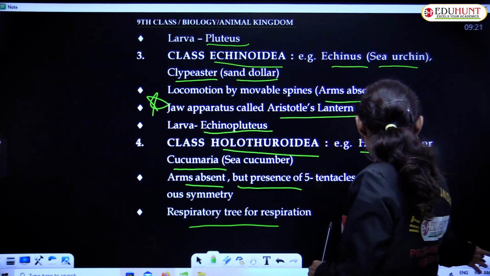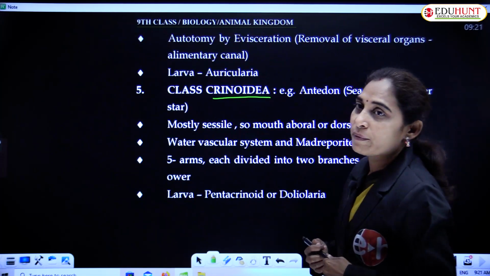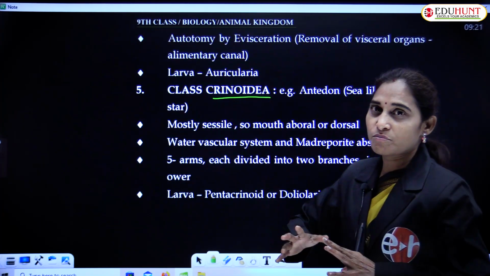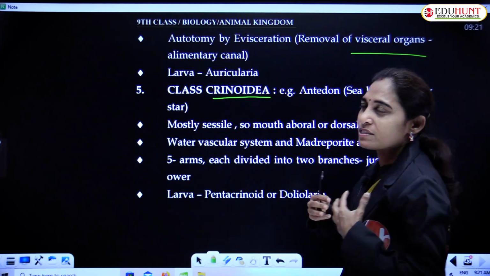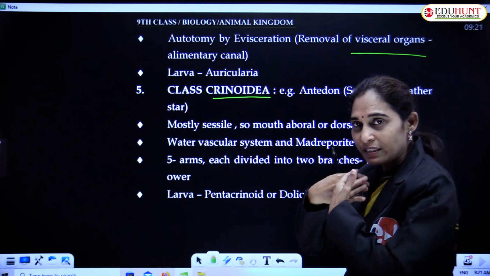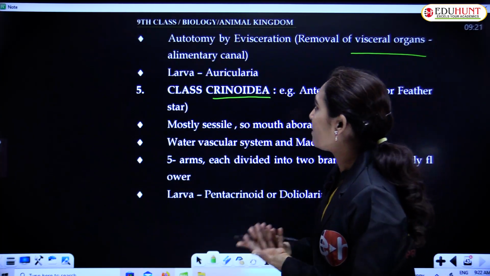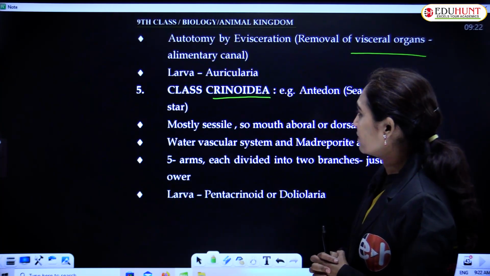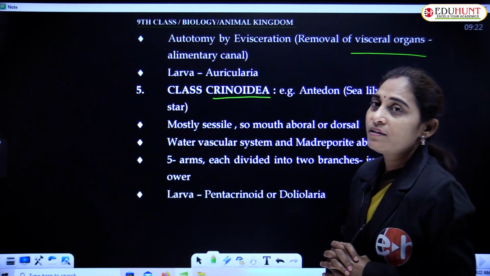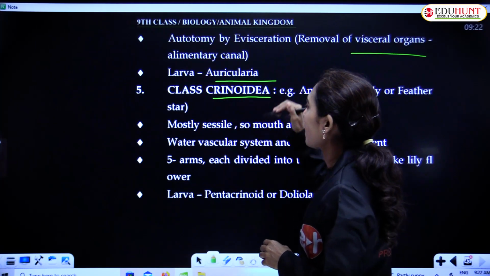Respiratory tree for respiration, and autotomy by evisceration. Evisceration means removal of the body parts. Visceral organs, viscera means internal organs, they eject the visceral organs like alimentary canal. Autotomy by evisceration. And larva is auricularia larva.